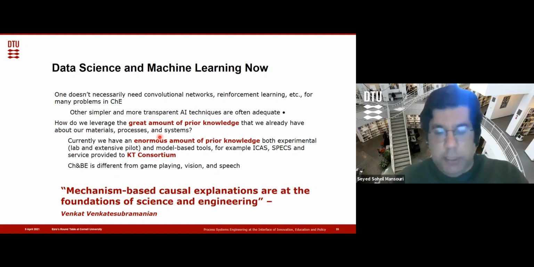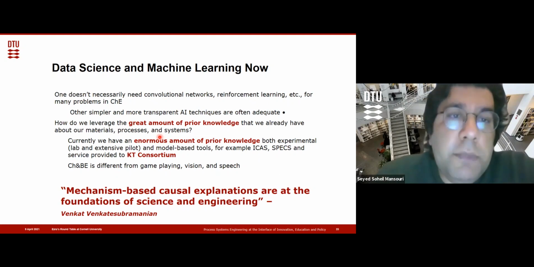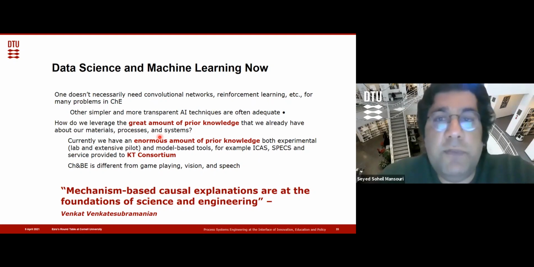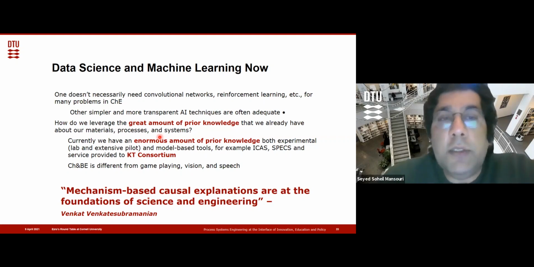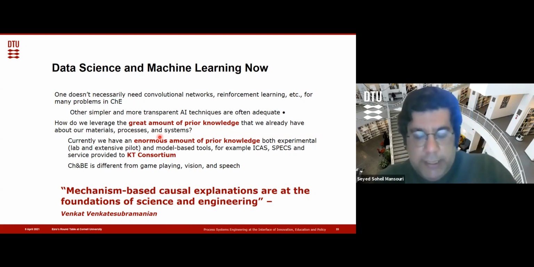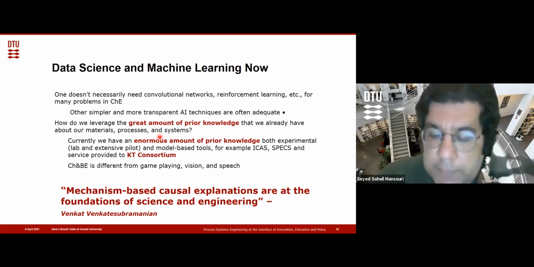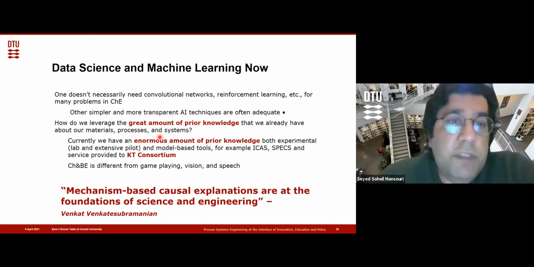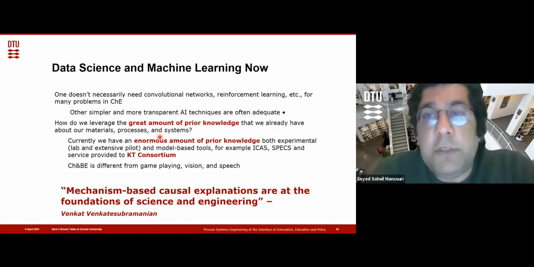Here is something that perhaps many of you in the audience are familiar with, but I will reiterate: one doesn't necessarily need to use very complex machine learning and AI algorithms for many problems in chemical engineering. Simpler and more transparent artificial intelligence techniques are often adequate. Then the question is, within this paradigm of artificial intelligence, where can we use artificial intelligence for chemical engineering problems? And how can we leverage the great amount of prior knowledge that we have within the core, fundamental layer of chemical engineering?